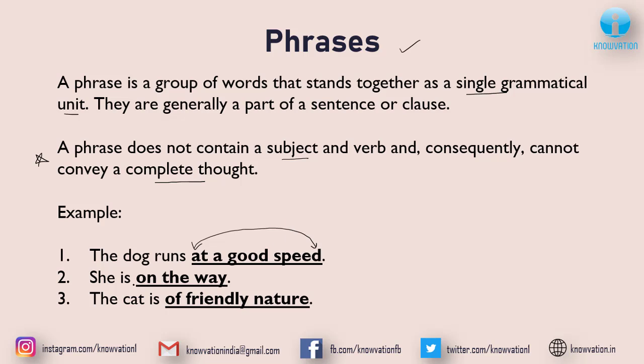Alright, next, she is on the way. So on the way is again a phrase here. Last, the cat is of friendly nature. Of friendly nature is also a phrase. Alright, so we'll move forward.